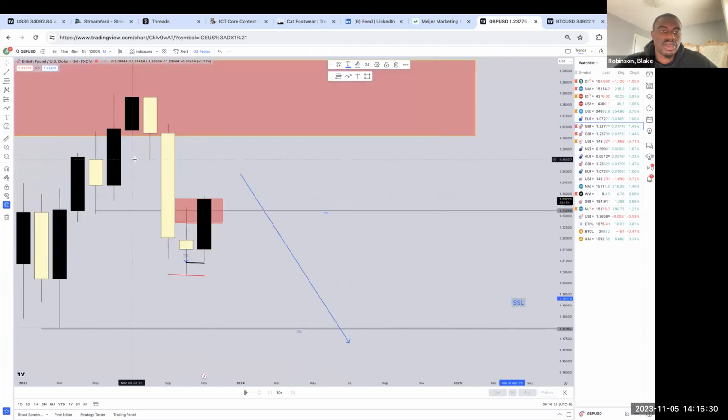So we traded into this fair value gap right here after grabbing liquidity and breaking structure.